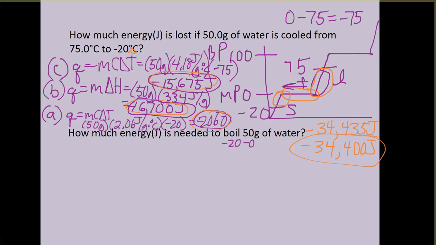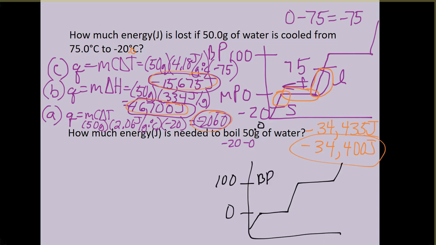Let's go ahead and do the last one. How much energy in joules is needed to boil 50 grams of water? And I'm going to put 3 sig figs to begin with, okay? So we need to identify what area we're in. I'm just going to sketch out my little heating curve. And again, I know this one's 100 here, and it's 0 here, because that's my boiling point and my melting point.